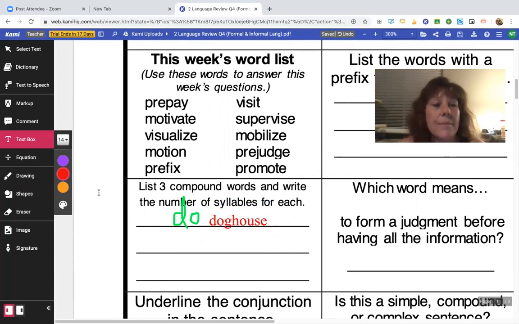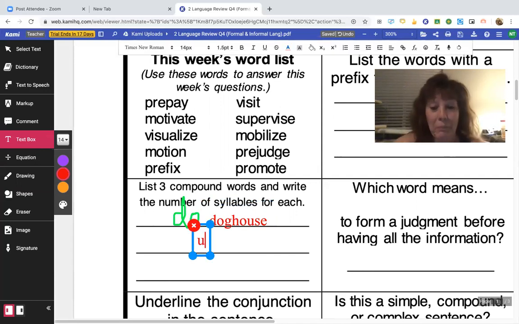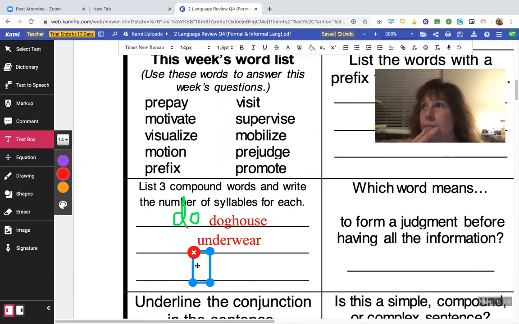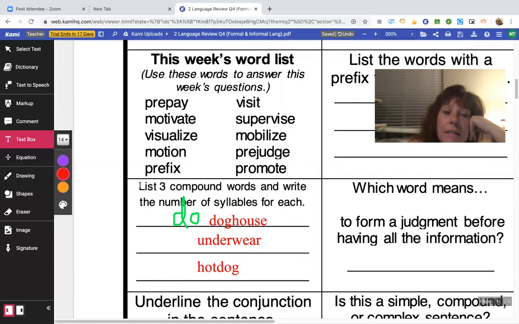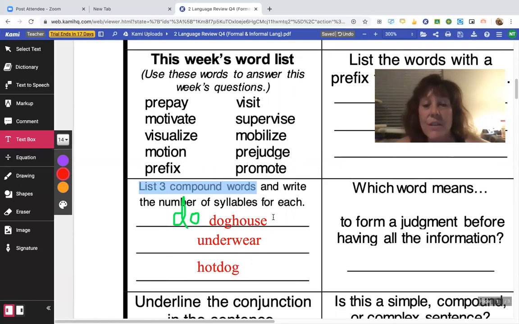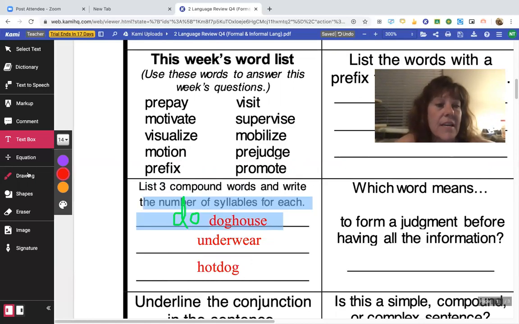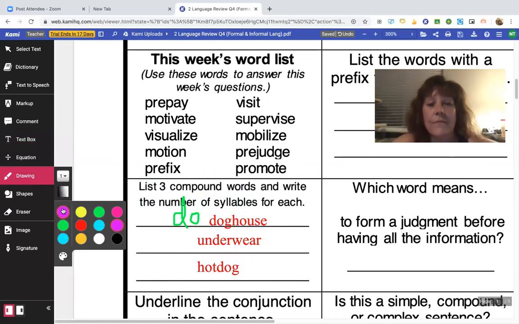How about underwear? That's a funny one. And what's another one? Let's see. Hot dogs. Right? Hot and dog are 2 words. All right, so we listed 3 of the words, right? We did that part. Now we have to write the number of syllables in each. So dog house. Dog house has 2, right? 2 syllables. I'm gonna scribble this out.